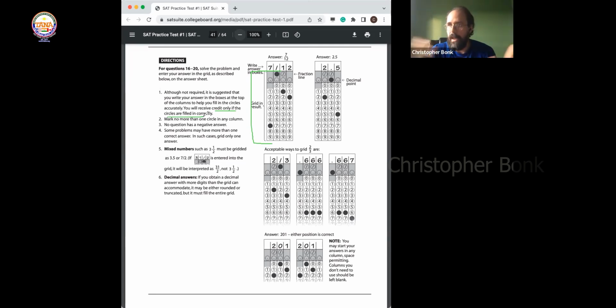Just like any multiple choice, you only put in one per column, just like there's only one answer per question. No question has a negative answer. So that's highly, highly important. There is no negative bubble on your grid-in results. So there is no room for a negative answer.